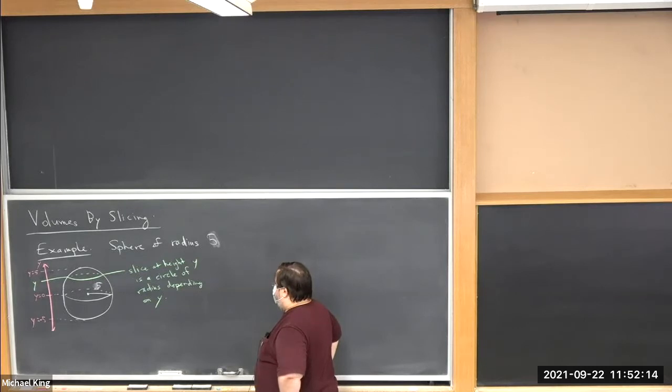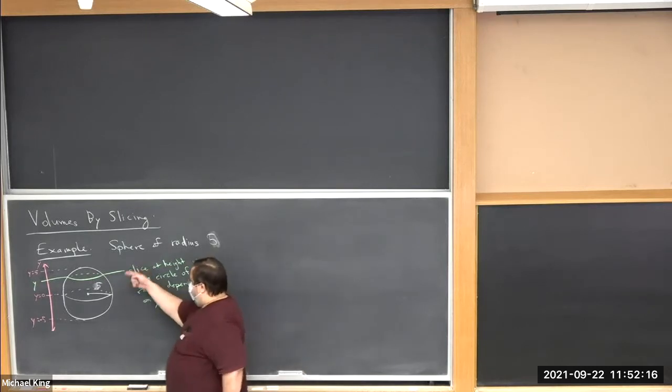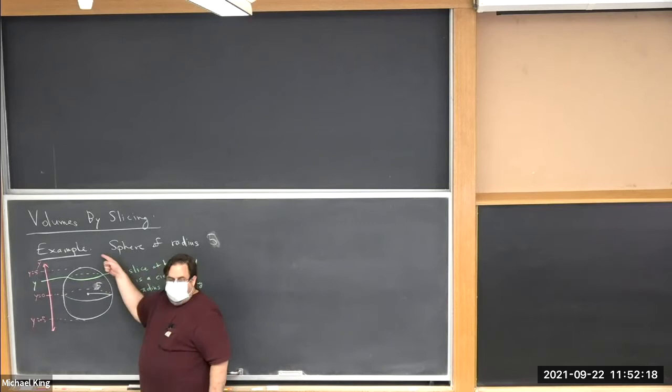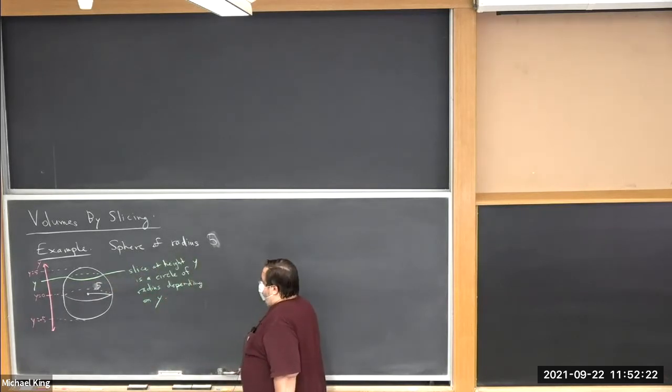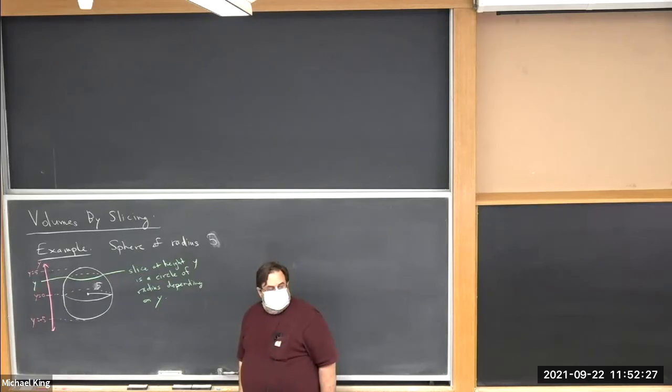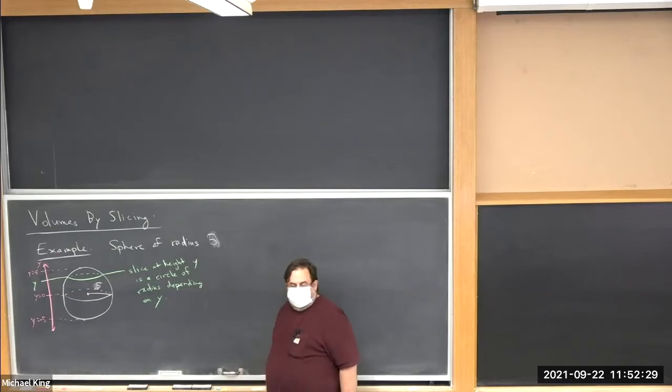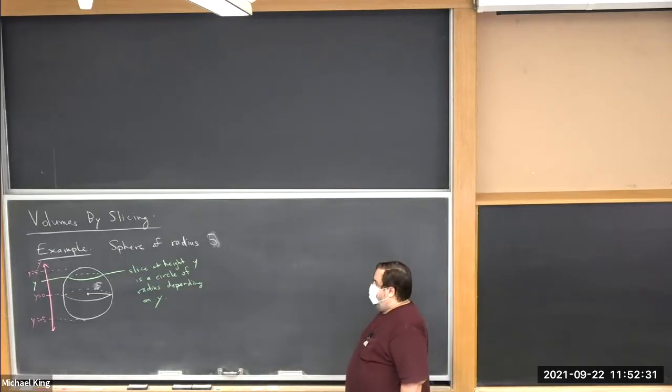But it has to agree with those. When we plug in 0, we should get 5. When we plug in 5 or -5, we should get 0. It's a little harder if I ask you what the radius is at height 3. But that's the idea: we want to figure out what the radius of one of these circles is.